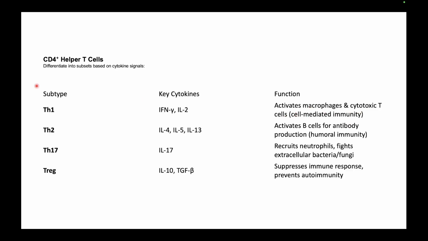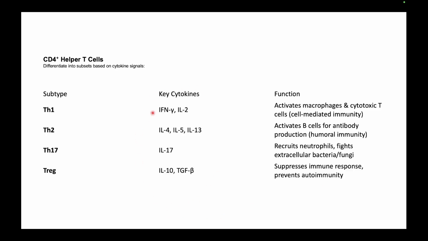Then Th2 is the subtype under the action of IL4, IL5, IL13, and it activates the B cell for antibody production, which is humoral immunity. Then Th17, under the influence of interleukin 17, recruits neutrophils and fights extracellular bacteria and fungi. T regulatory cells, under the release of IL10 and TGF beta, suppress the immune response and prevent autoimmunity.